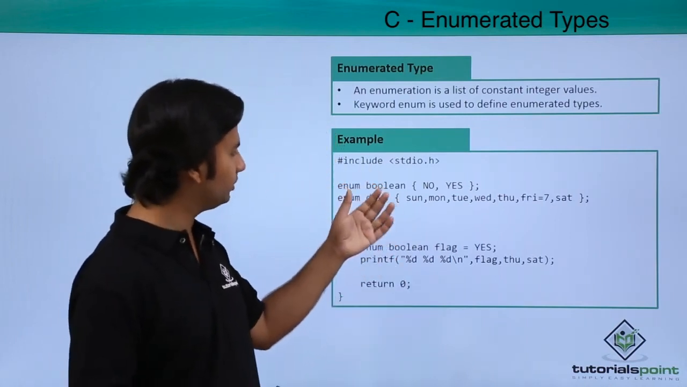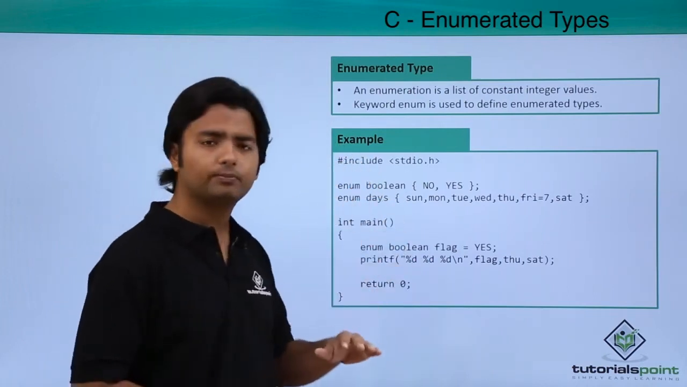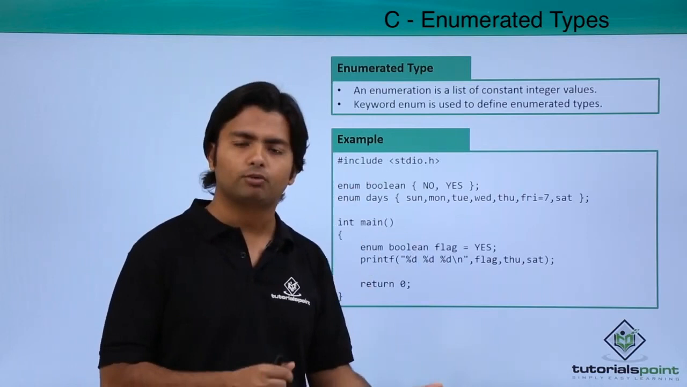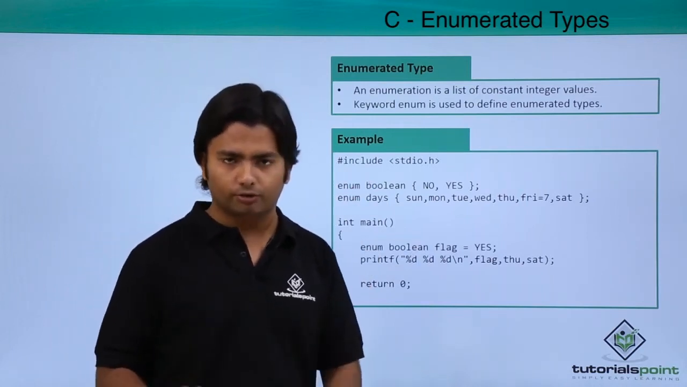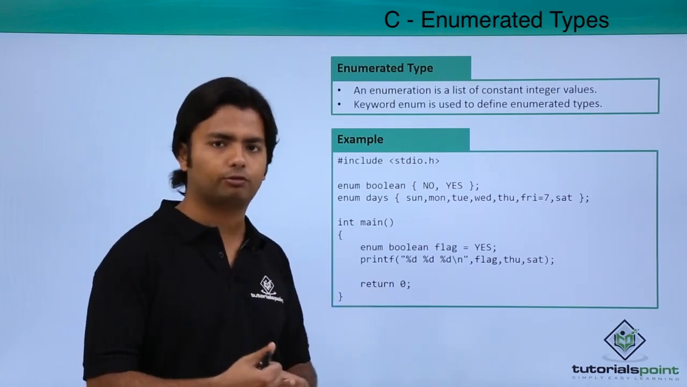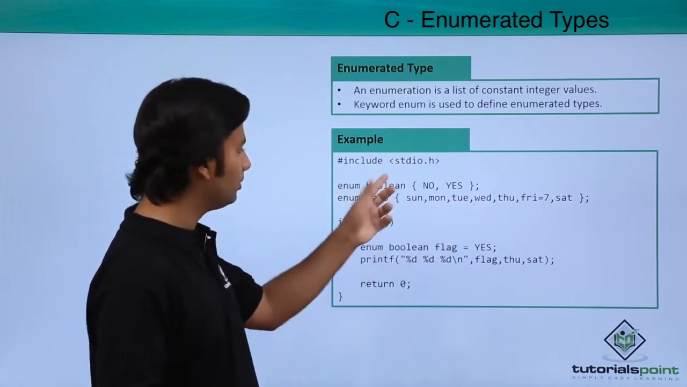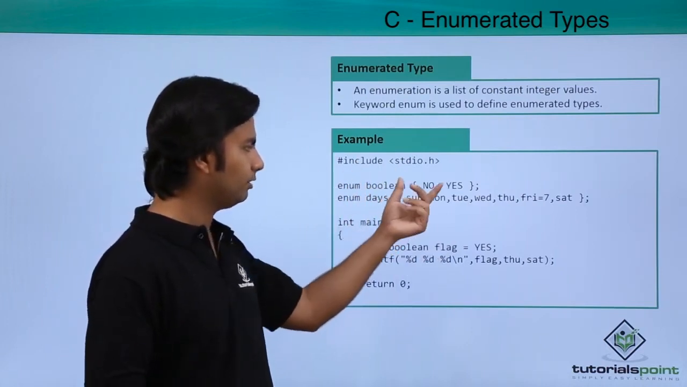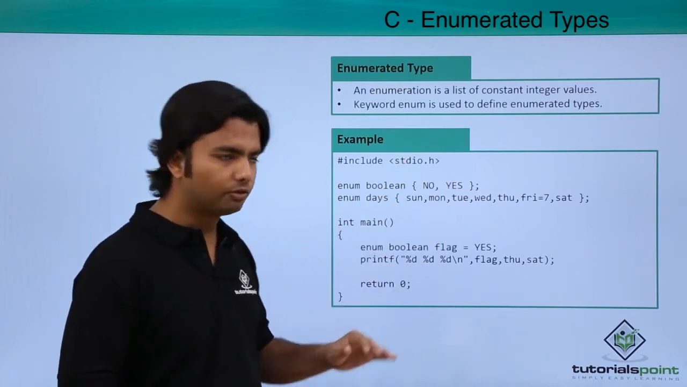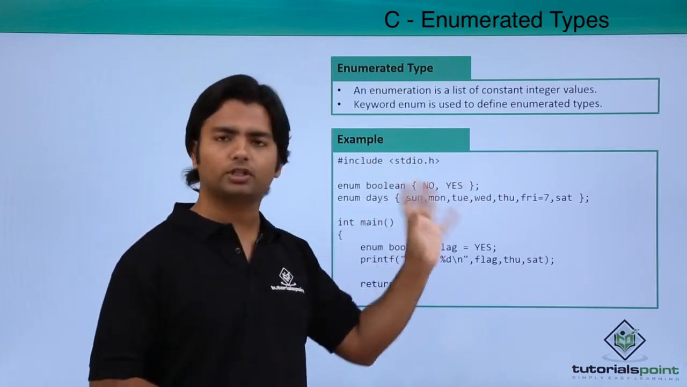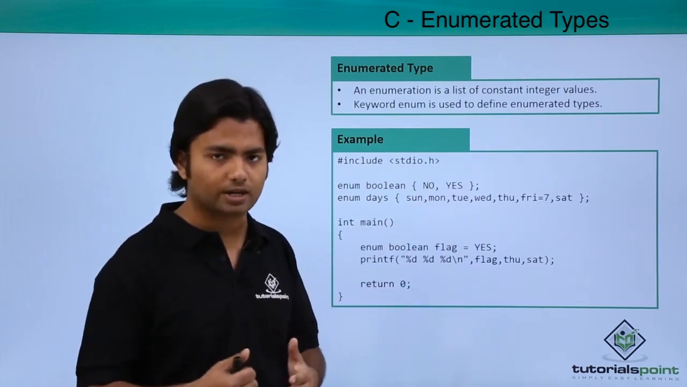As here you can see, I have defined a couple of enums. First is boolean. Generally, as we know, we don't have any data type such as boolean in C language. 1 is for true, 0 is for false. But here we can define that. How? In the enum boolean, there are a couple of values, no and yes. Whenever you define a series of such values, each value has an integer constant value.